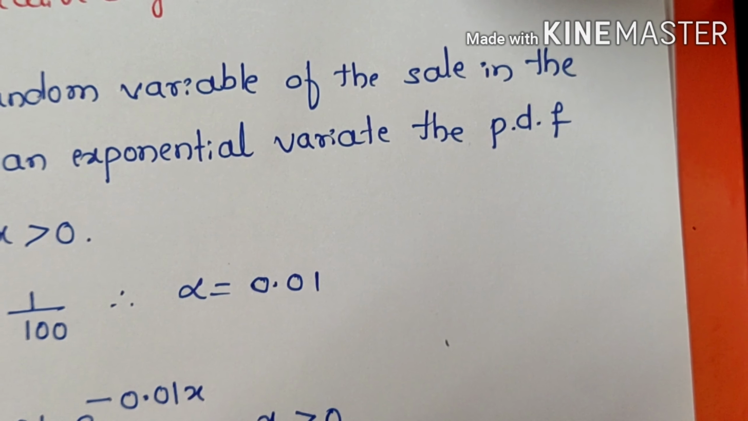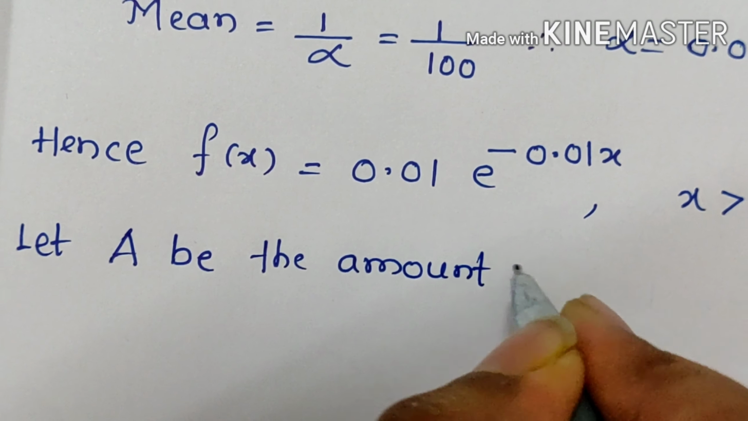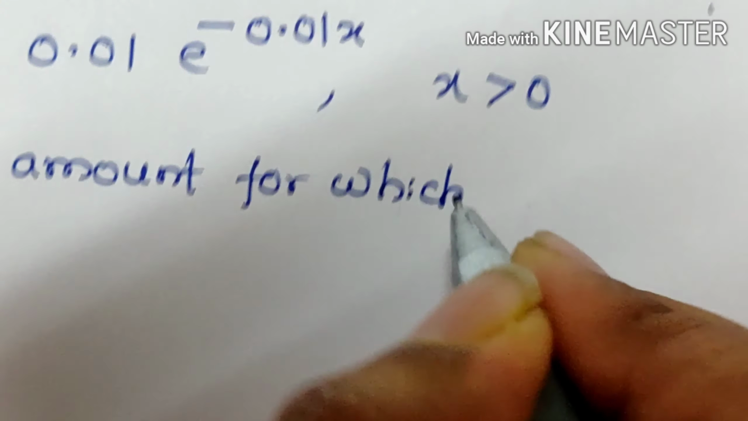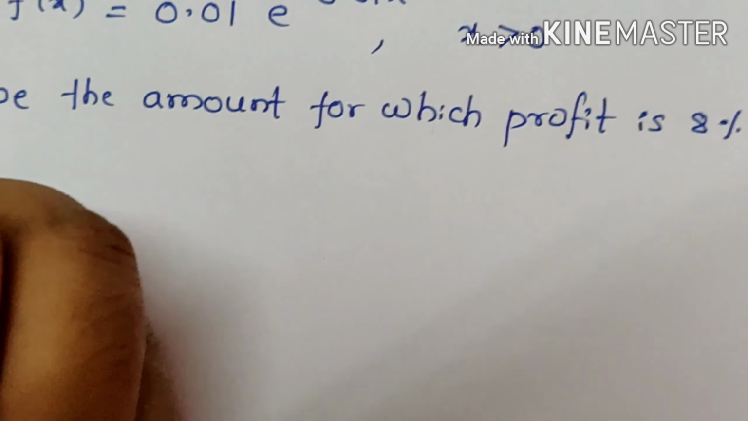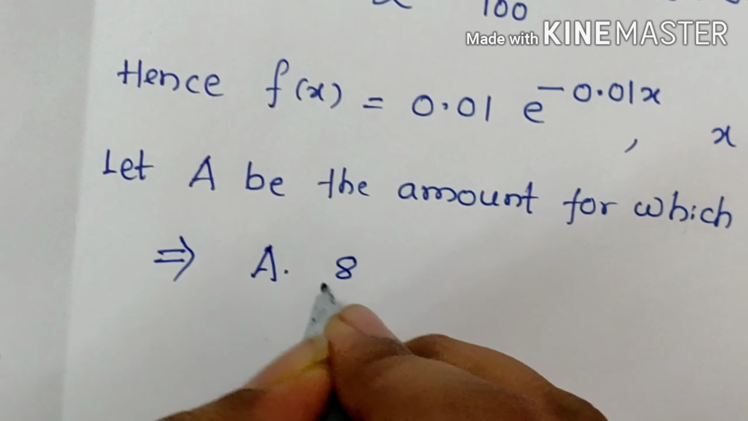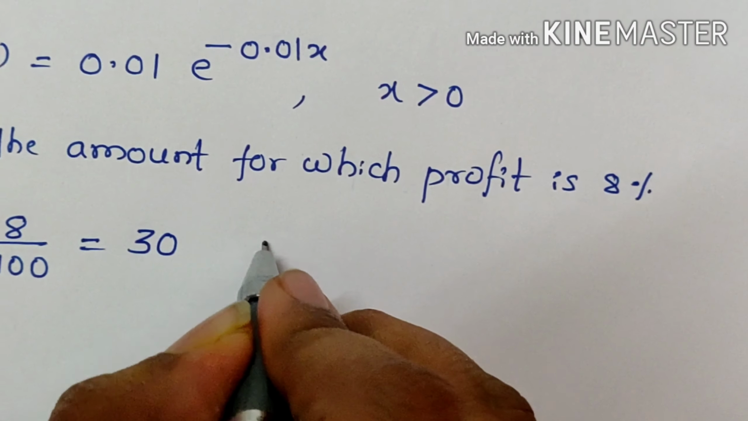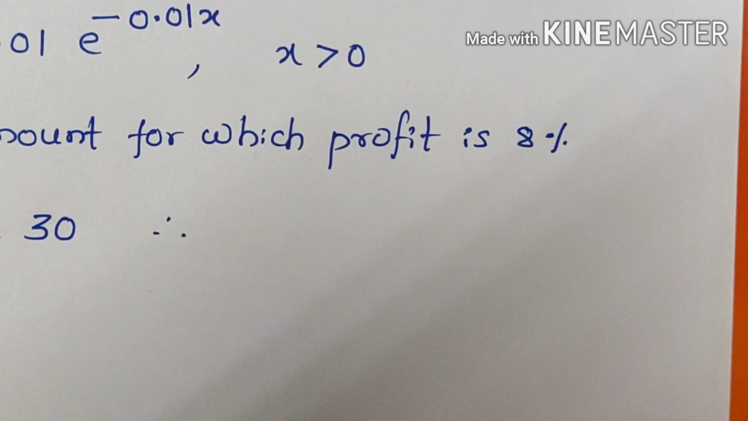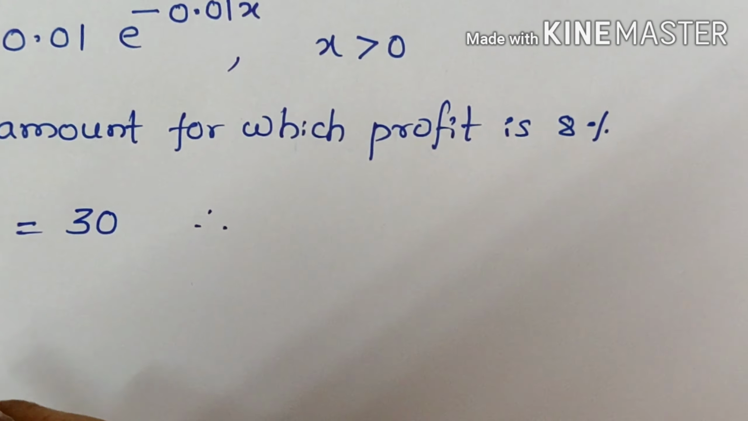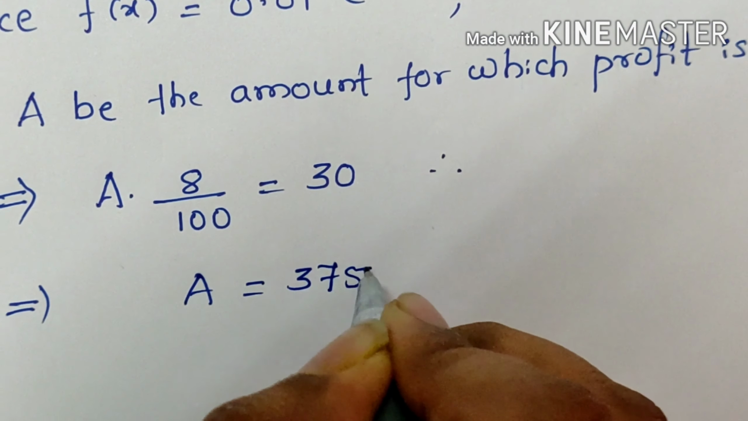Let A be the amount for which profit is 8%. So this implies A into 8 by 100 is equal to 30. Because our requirement is that the net profit is 8%, and we need it to exceed rupees 30. Therefore A is equal to 375.